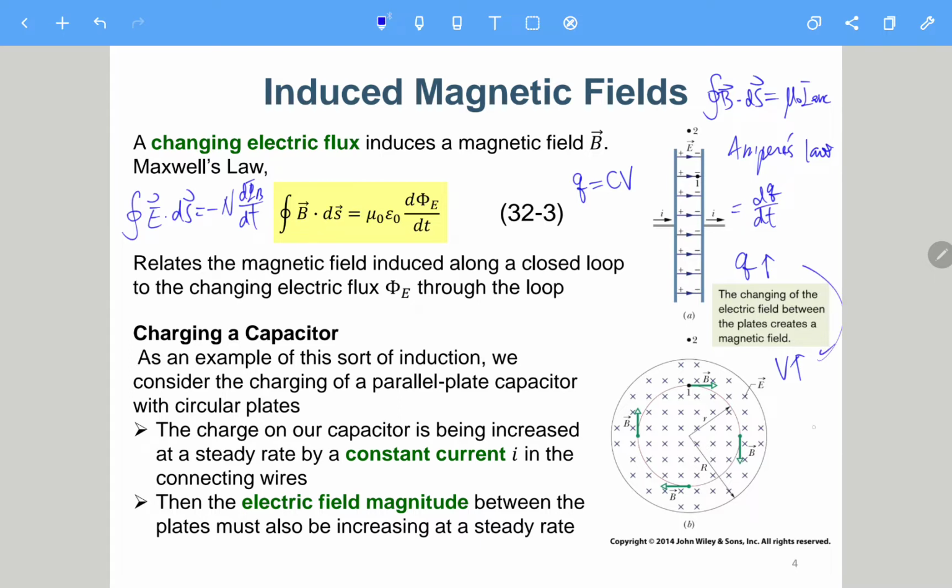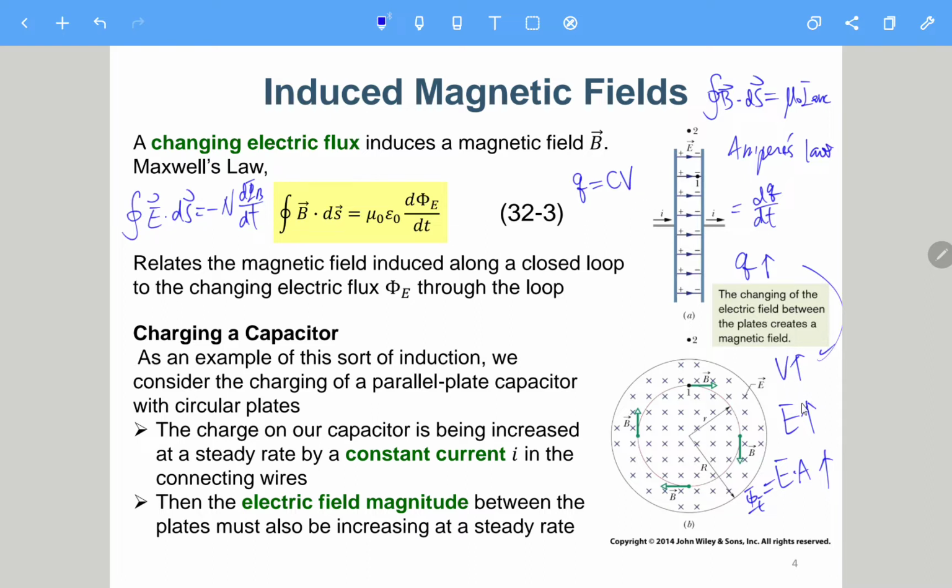And then when V is increasing, E is also increasing. Then E times A equals phi E, which is also increasing at a steady rate, because all of them are just increasing. So Q is increasing constantly, and then Q equals CV, so this is increased linearly, so this is also increased linearly.